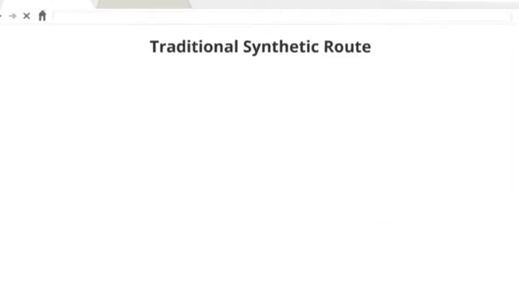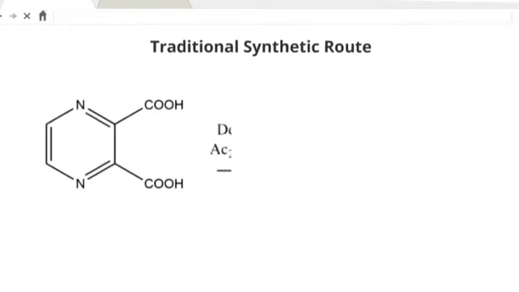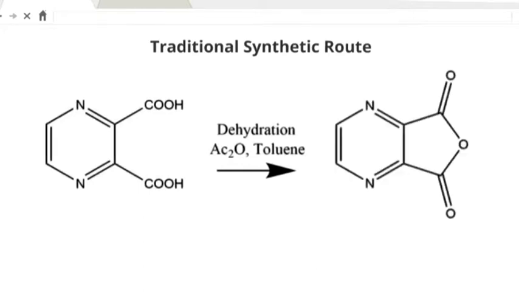There are a lot of methods in synthesizing zopiclone, in particular the last stage of the synthesis. However, in this video we are going to talk about the traditional way only. So the starting material of the synthesis is pyrazine 2,3-dicarboxylic acid. It starts with dehydration of it in the presence of acetic anhydride in toluene to give pyrazine anhydride.